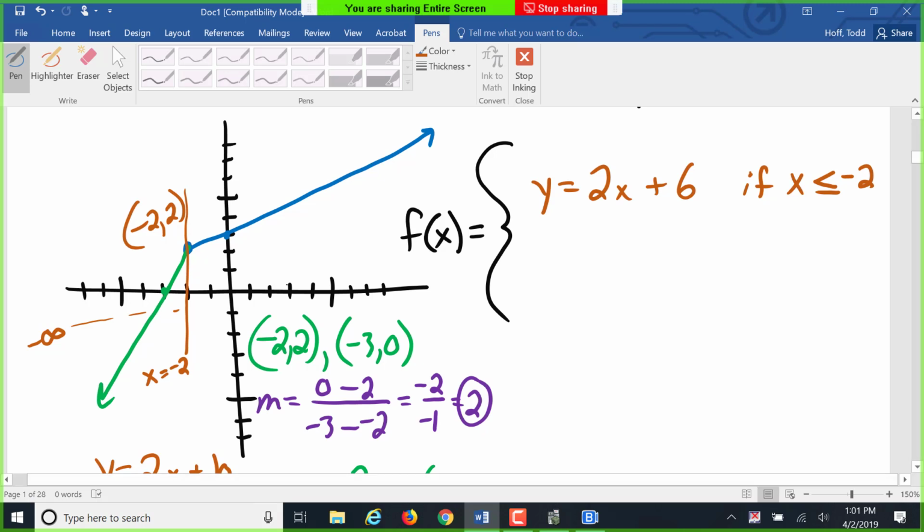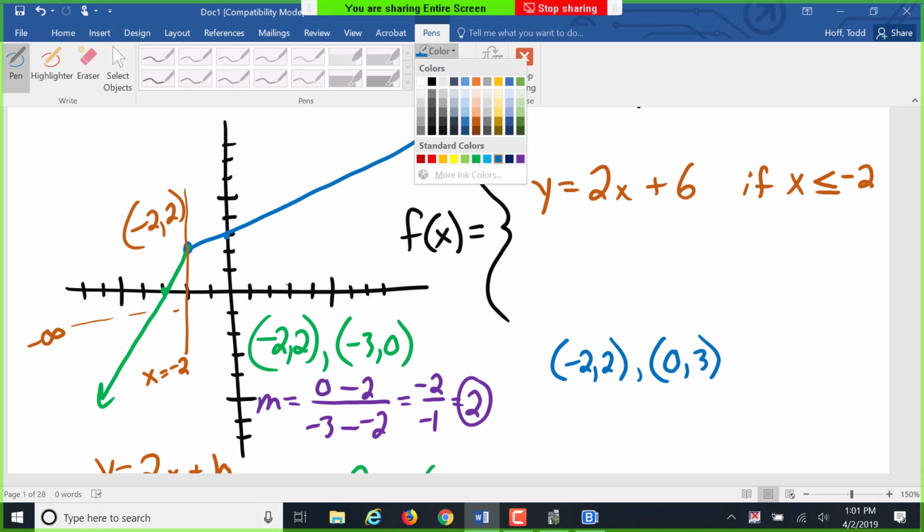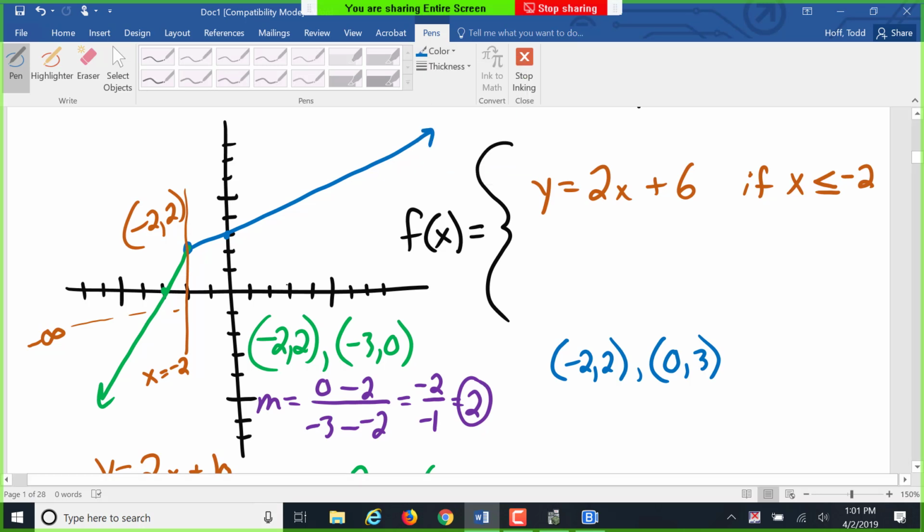Then for the other part, for the blue line, we've got to do the same thing. What two points do we have for the blue line? We've got the negative 2, 2. What's our second point? Zero, 3. Perfect. How do we find that slope? Three minus two and zero minus negative two. Good. So that's 1 over 2, or one-half is our slope.